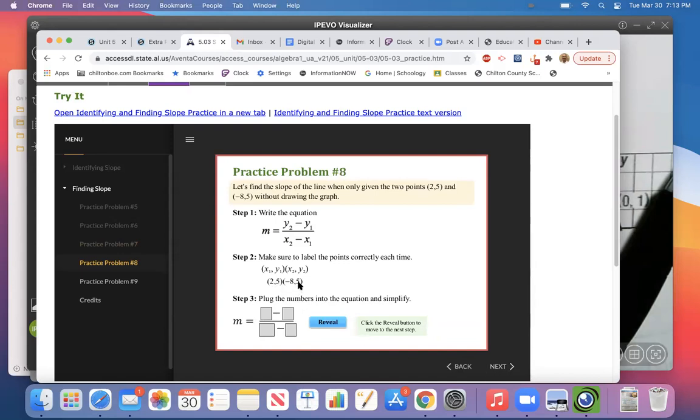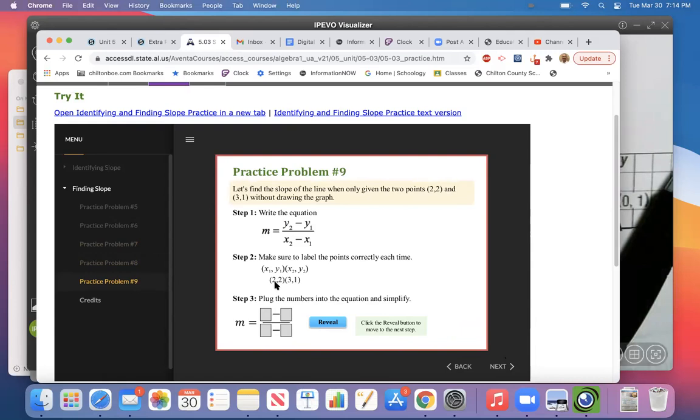Here, I notice my y values are the same. If your y values are the same, that means you're going to get 0 on top. And 0 divided by anything is 0. So I know the slope of this one is going to be 0. I don't even have to worry about the bottom. 0.